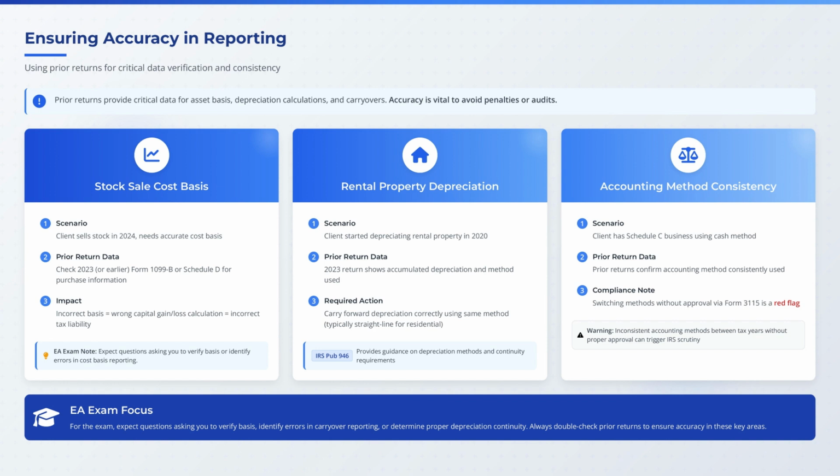If a client uses the cash method for their Schedule C business, switching to accrual without IRS approval via Form 3115 is a red flag. Prior returns confirm the method used. For the exam, expect questions asking you to verify bases or identify errors in carryover reporting. Always double-check prior returns to ensure accuracy.